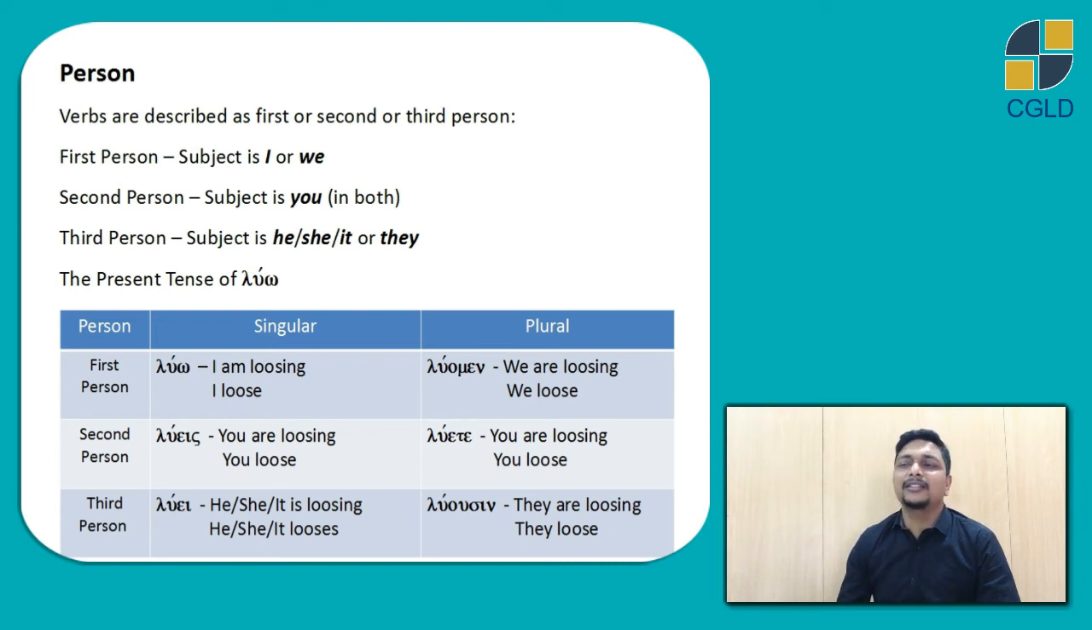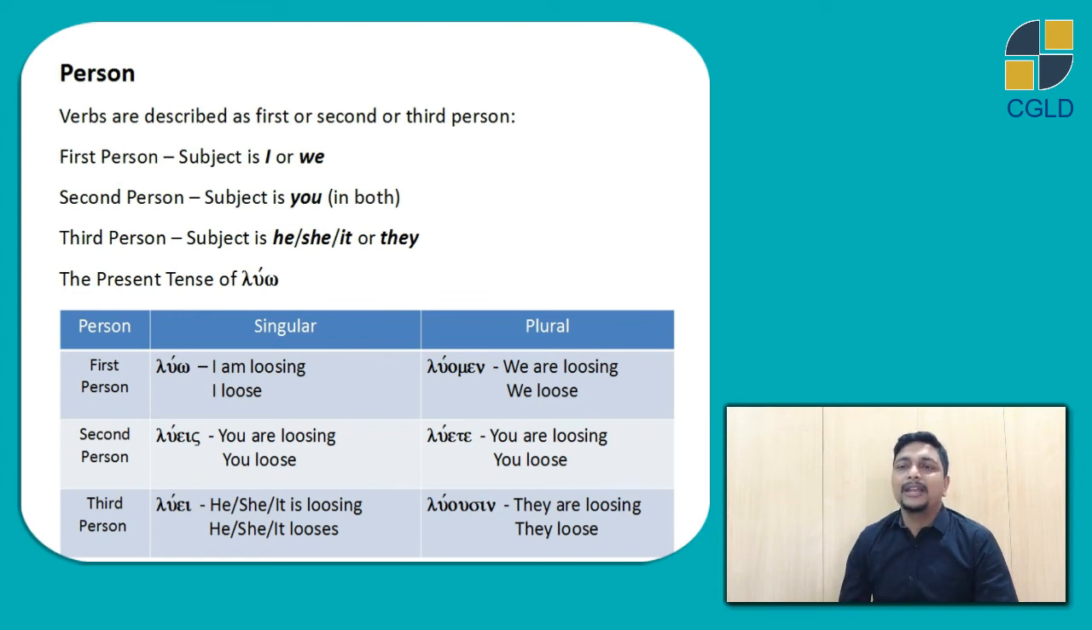Let us look at the third person singular number. Third person singular luo becomes luei, which means he, she, it is losing or he, she, it loses. But in third person plural number, it appears as luusin. We saw this word earlier as well. Luusin, which means they are losing or they lose.